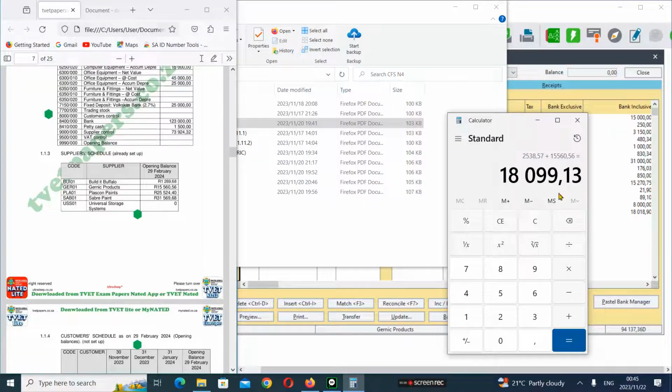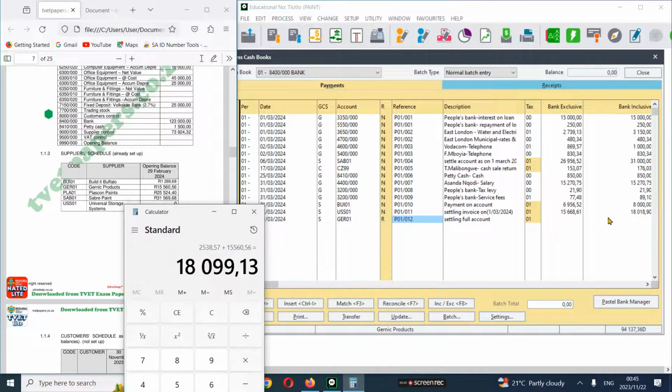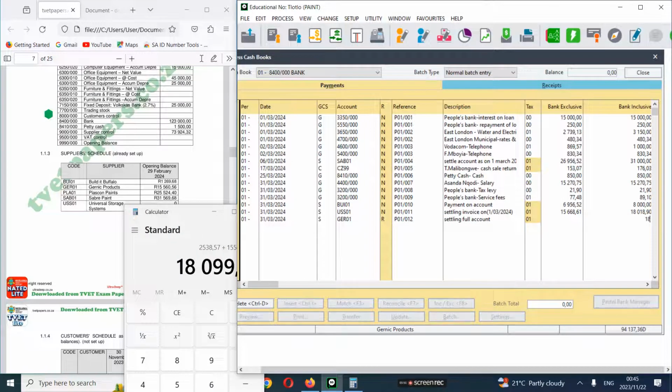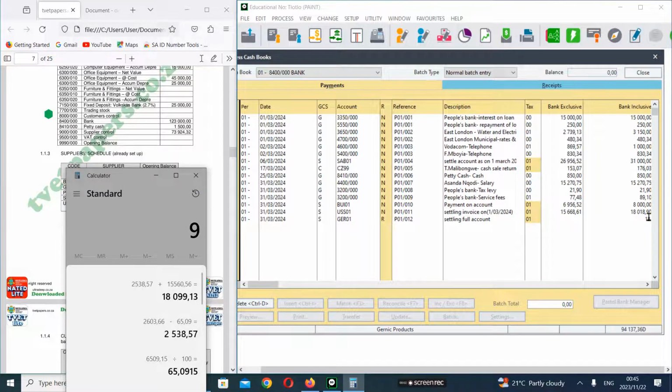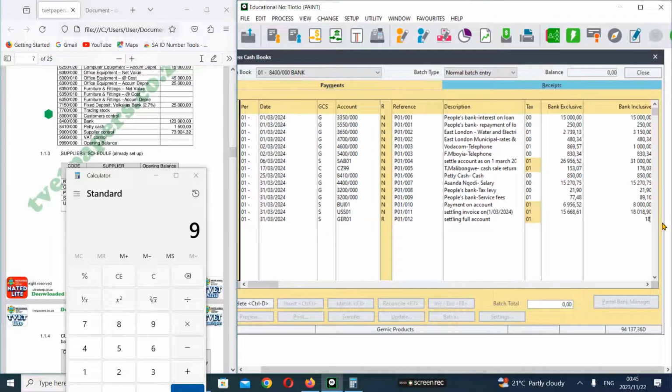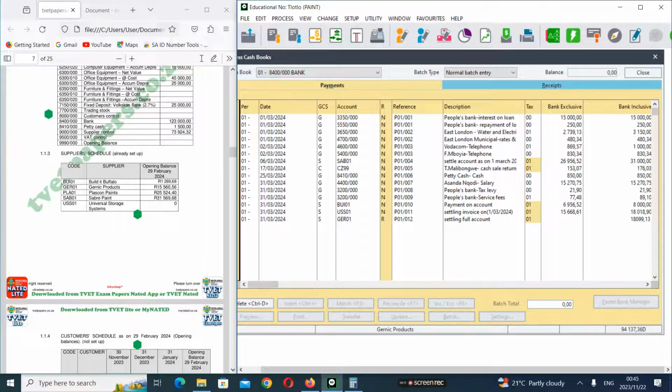So this is the correct amount. So let's just close everything. So it's 18,099, comma 13.